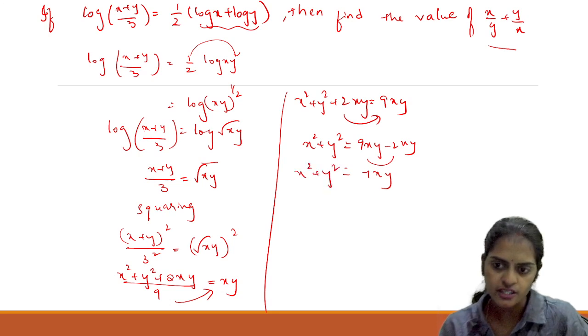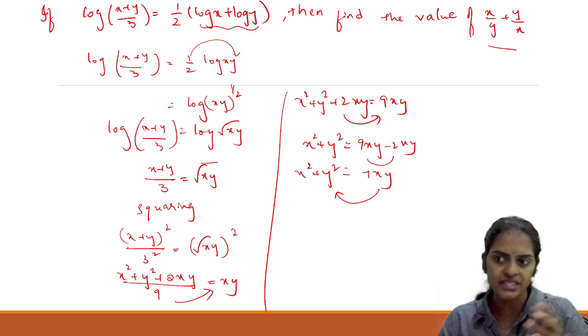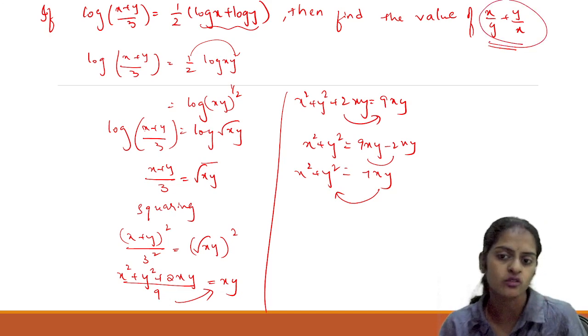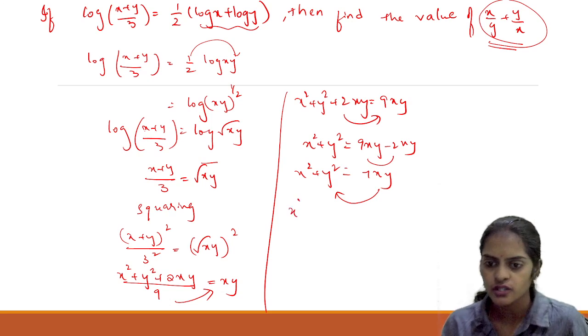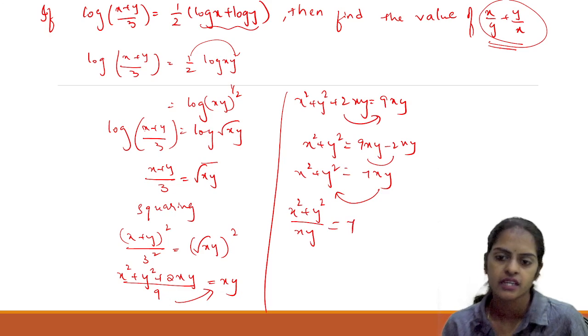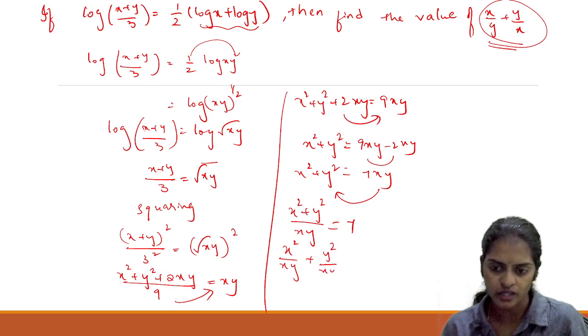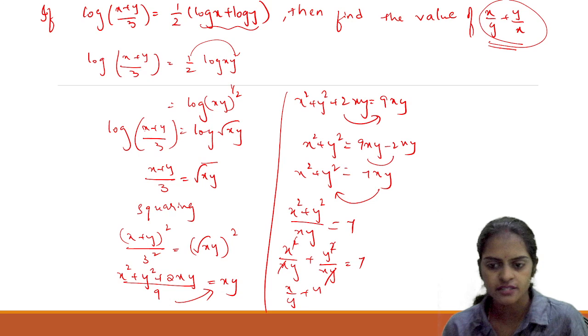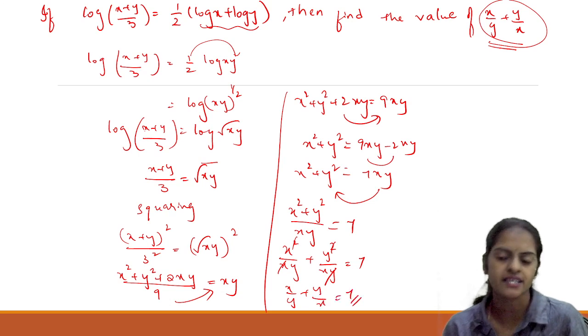Okay. Now x y, you take this side because we want something like x by y, y by x. So something should be in the denominator. So let me take xy to the denominator. So x square by xy plus y square by xy equal to 7. So x and x cancel, y and y cancel. So x by y plus y by x equal to 7.